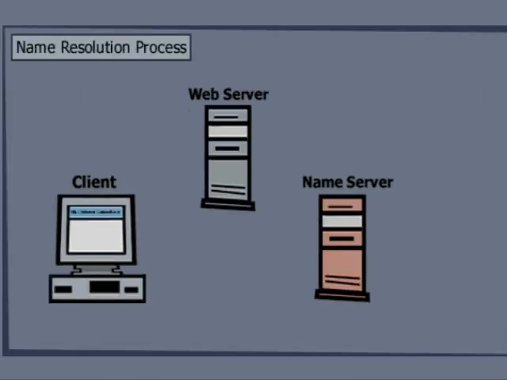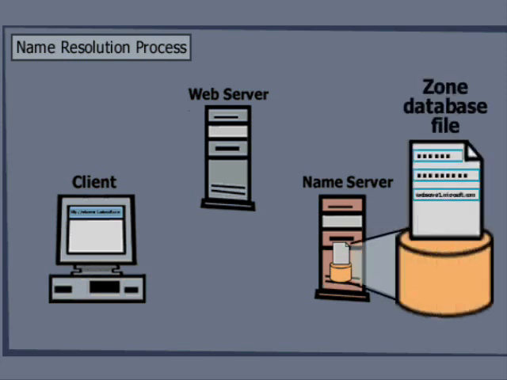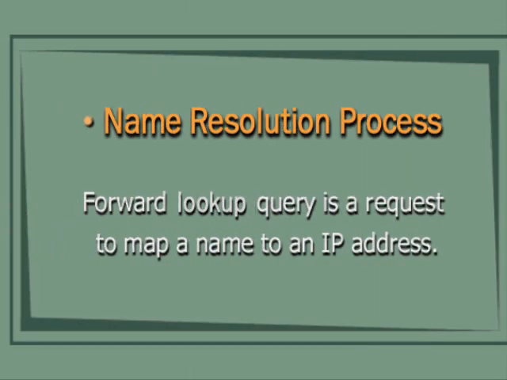The next section describes how name servers resolve or map user-friendly names to numerical IP addresses. The name resolution process involves sending a query to one or a series of name servers to locate the IP address of the requested computer. The query contains the fully qualified domain name, or FQDN, of the requested computer. The name servers use a computer's FQDN to locate its IP address.